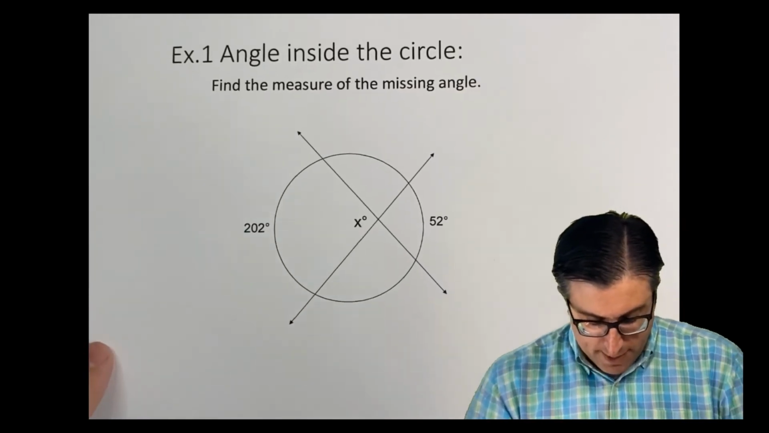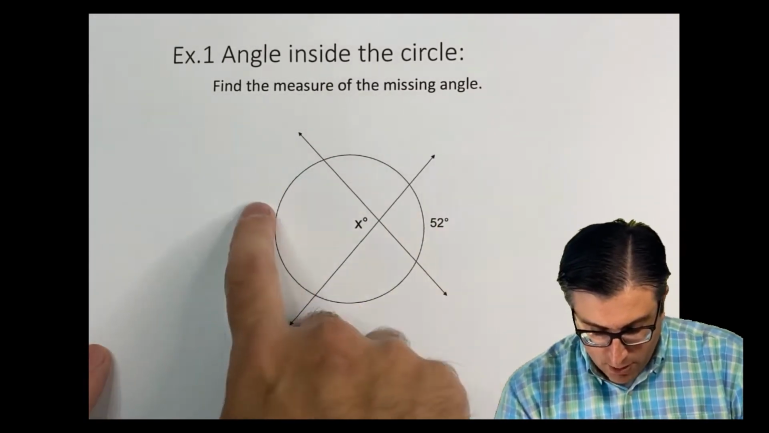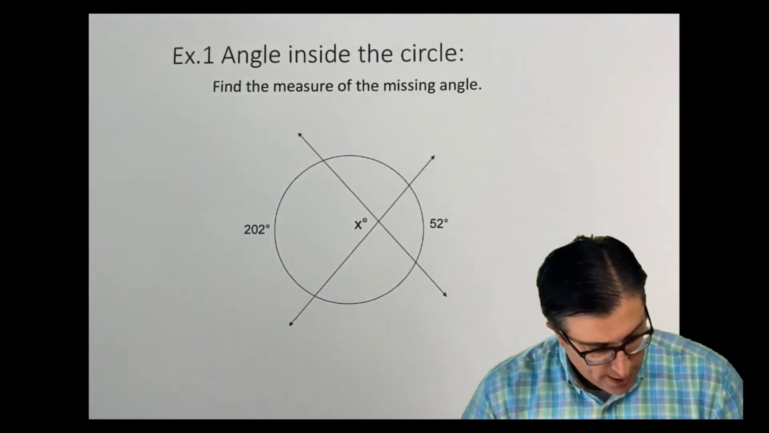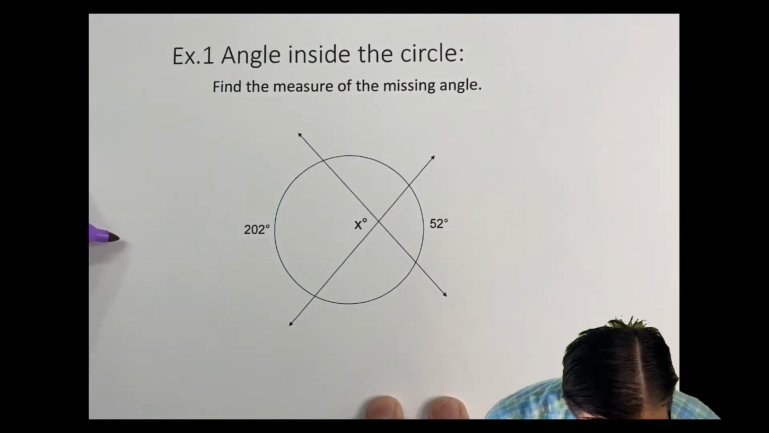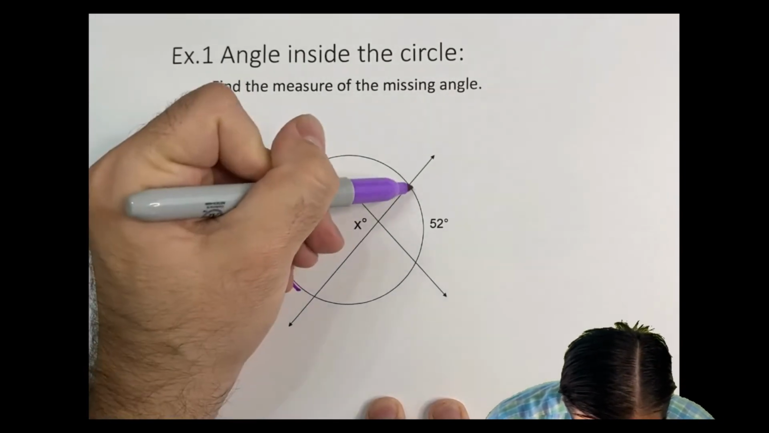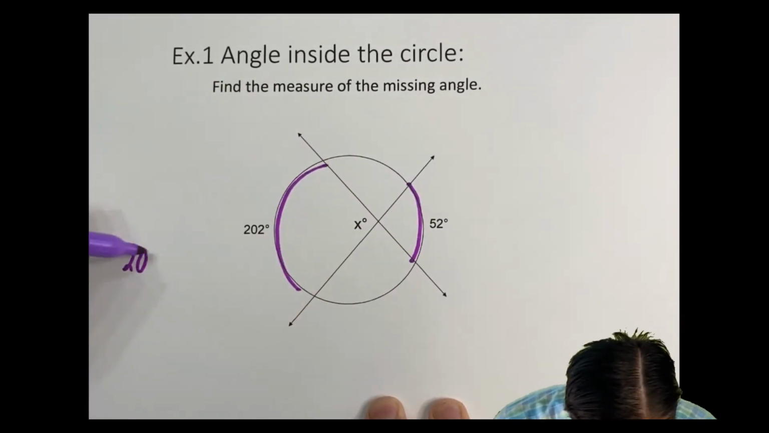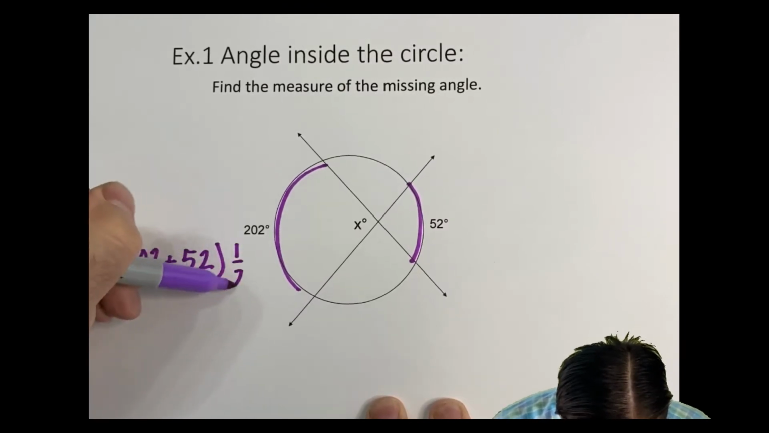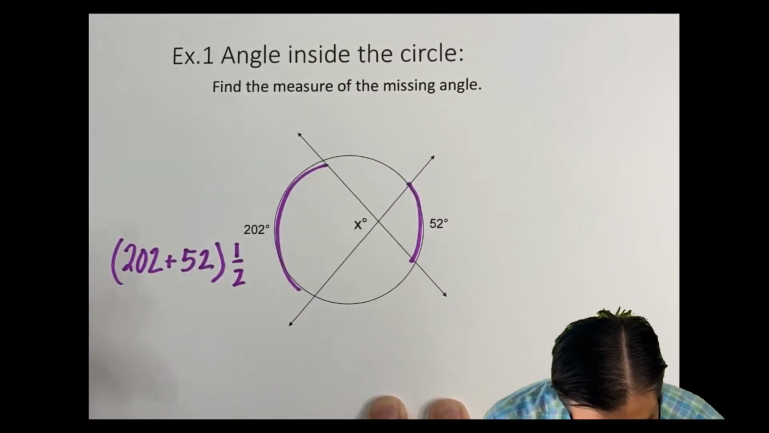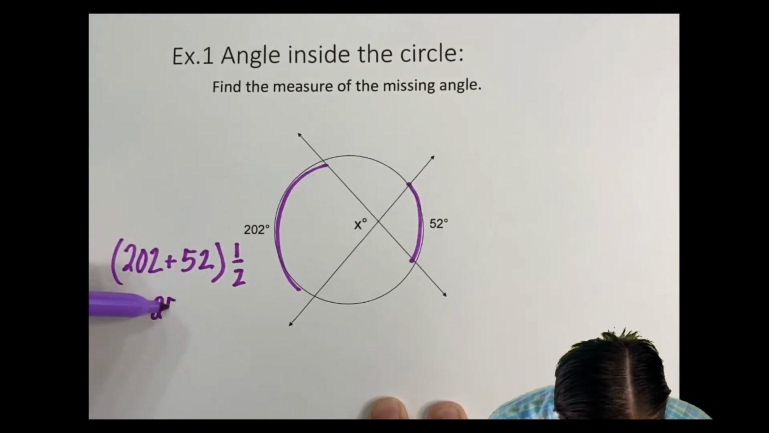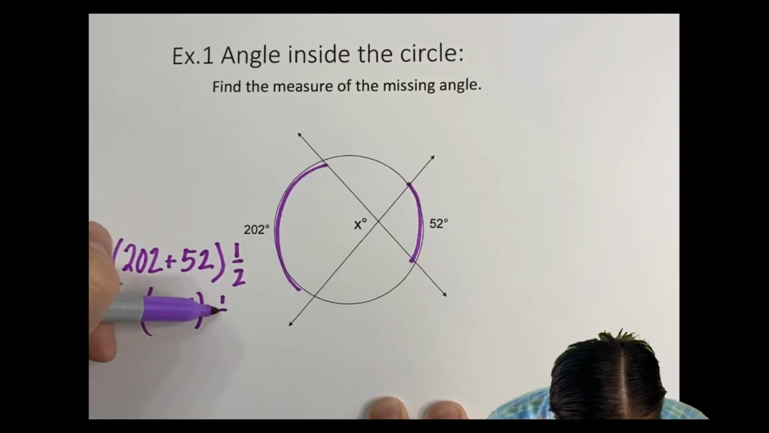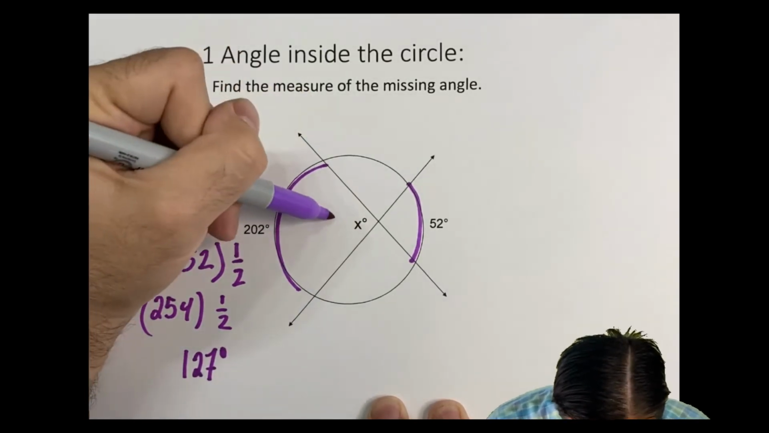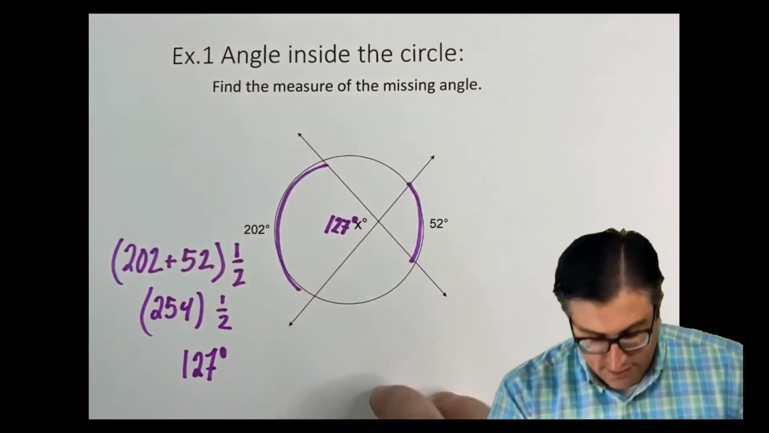Take a look at the first example. We have arcs that are formed by secants that are meeting inside the circle. So I know that the two arcs that are inscribed are 202 plus 52. Cut those in half, that'll make my angle. 202 plus 52 is 254. Half of 254 is 127 degrees. So X is 127 degrees.